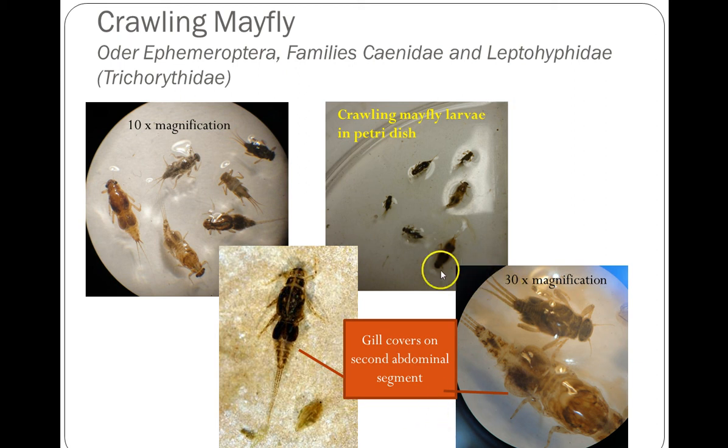Some of them, you'll see have their gills more towards the side. That's usually indicative of family Leptohyphidae, and then some of them have the gills closer together like that, and that's usually more of family Caenidae. But for RiverWatch, you just need to know if it's a crawling mayfly.